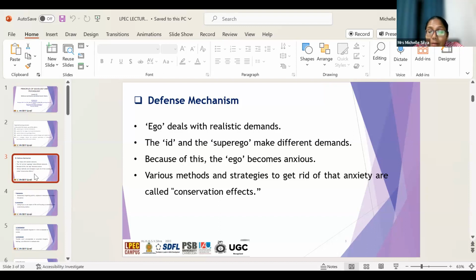Ego is the rational part, based on the reality principle. What ego tries to do is balance these two contradictory demands. So when ego tries to satisfy its need in a socially accepted way, then a particular person unconsciously uses a defense mechanism. So I have explained nine defense mechanisms.